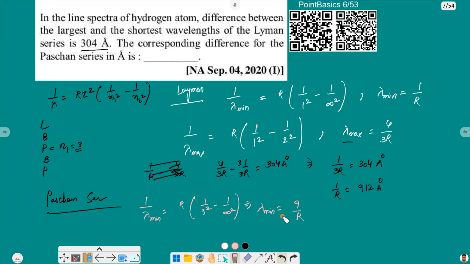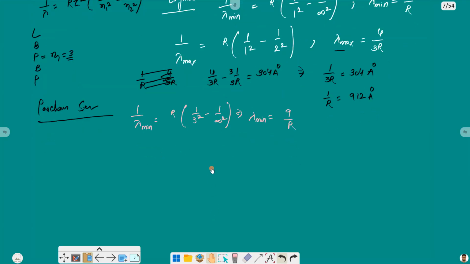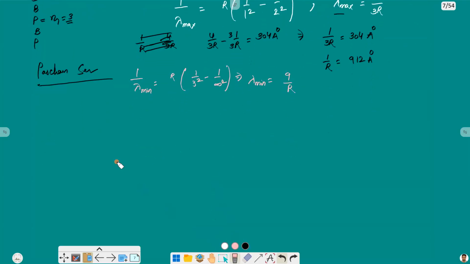And going to the lambda maximum, 1 by lambda maximum will be equal to R times 1 by 3 square minus 1 by 4 square, and from that lambda max will be 16 minus 9, that will be 7 by 144. Oh, sorry. Yeah, 144 by 7R.